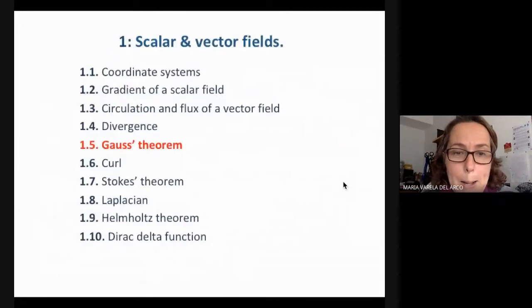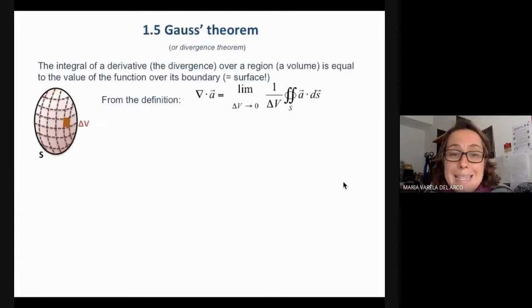Now, today we're going to talk about the Gauss theorem and hopefully a little bit also about the curl, which is the rotational. The Gauss theorem is also known as the divergence theorem, okay? You probably know the Gauss theorem from math, but in physics, again, it has a very, very strong connection to the physics of the fields regarding their sources.